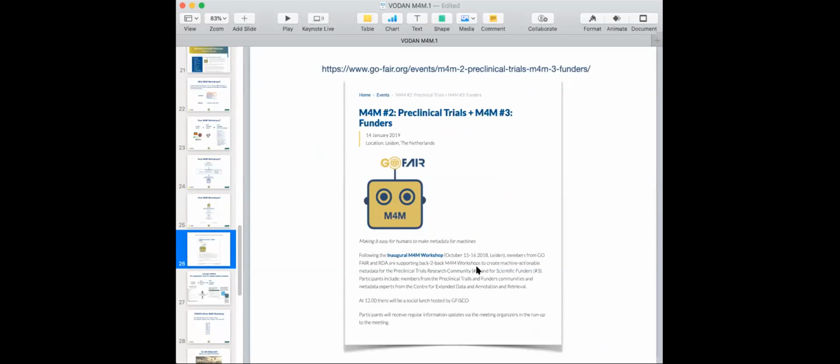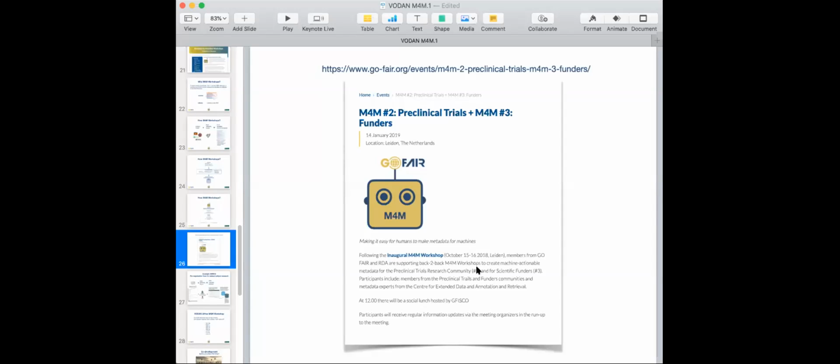Up until now at GoFair, we have conducted 3 metadata for machine workshops. And there's a little bit of reference to that on the GoFair website that I'm showing here. I'm showing a reference to metadata for machine workshop number 2 and number 3. The number 2 workshop was with an organization called preclinicaltrials.eu, who had some metadata that they wanted to build into machine actionable form. And I'll show you an example of that in the next slide.